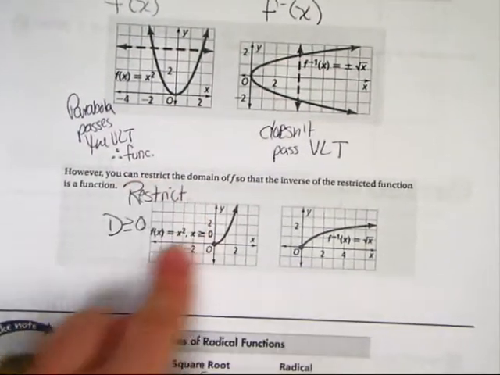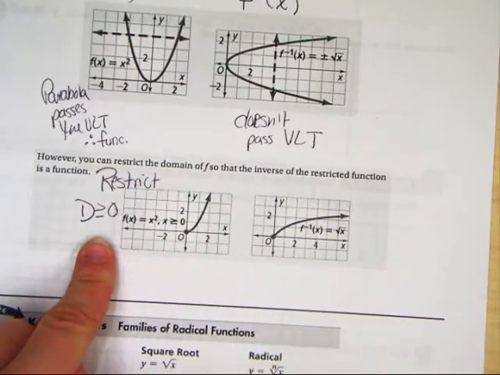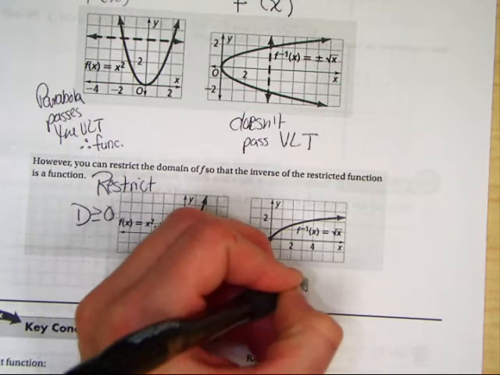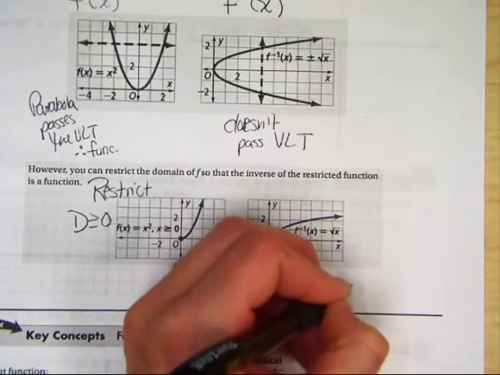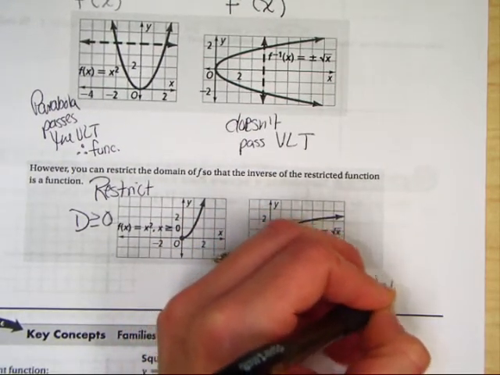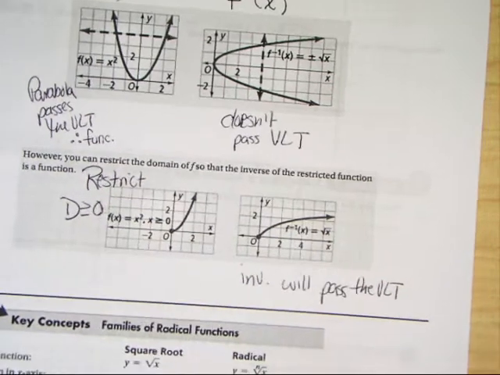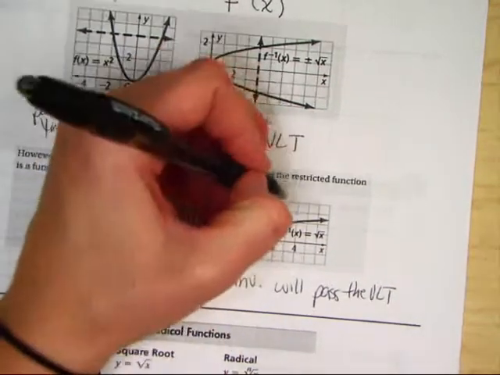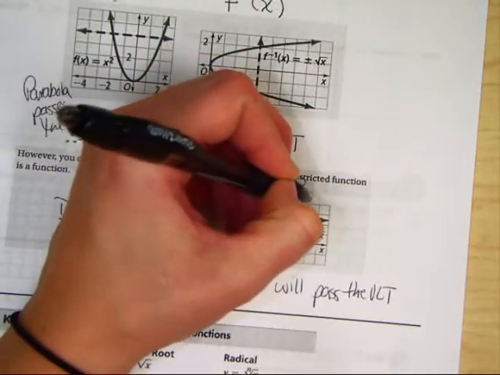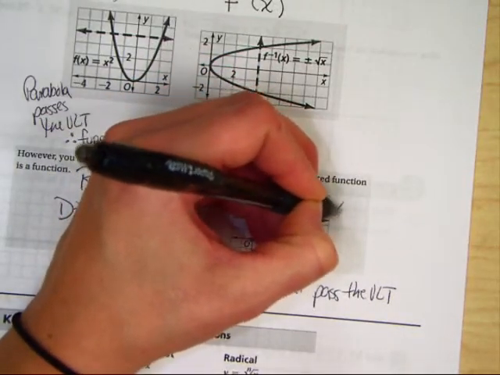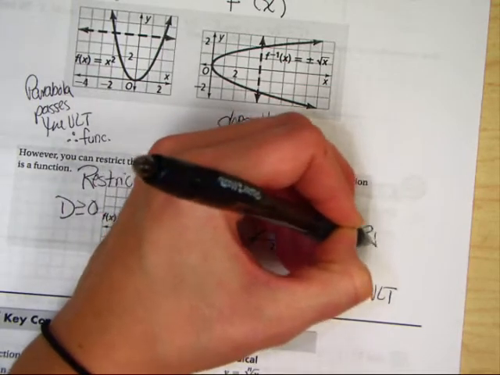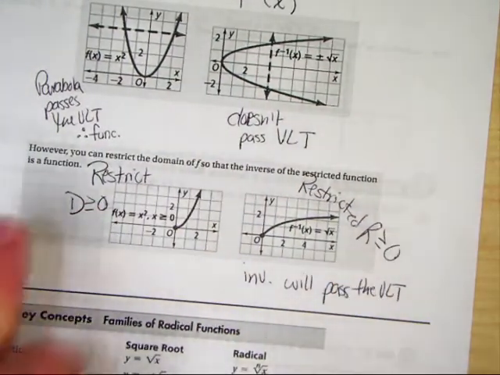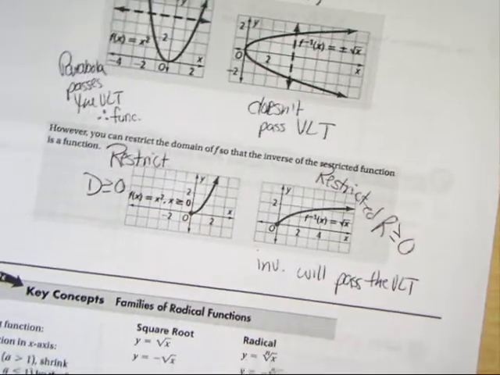If we restrict the domain to be greater than or equal to 0, the inverse will pass the vertical line test, and therefore it will be a function. So remember, if we restrict the domain over here, that means over here we have restricted the range to be greater than or equal to 0. Remember, the domain and the range flip-flop from a function to its inverse.